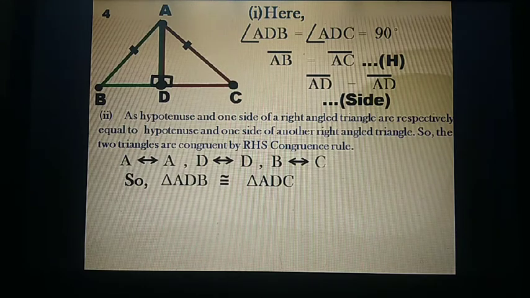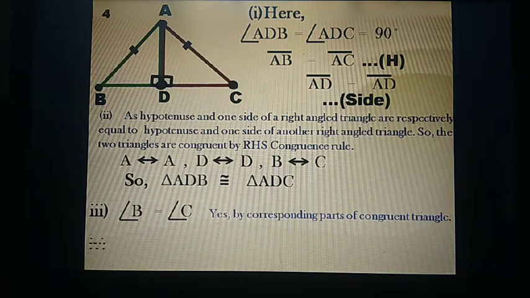Again, we have to check whether angle B is equal to angle C. In the third one and fourth one, BD is equal to CD. Yes or no? As the two triangles are congruent by the RHS congruence rule, and we are writing them in symbolic form as per the corresponding vertices we are having. Now we can say that yes, angle B is equal to angle C because they are corresponding parts of a congruent triangle.